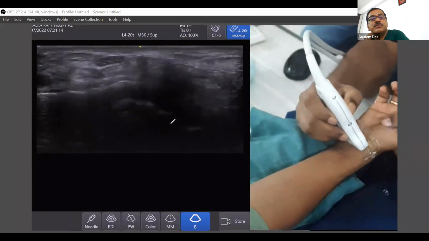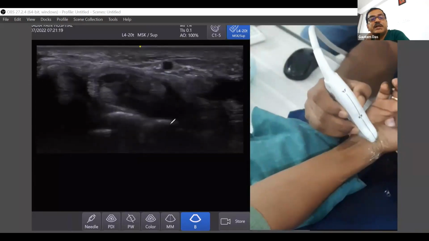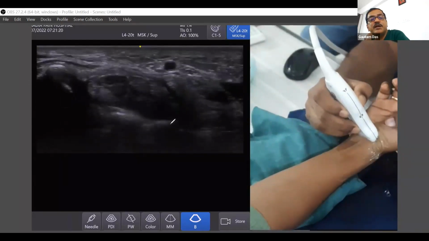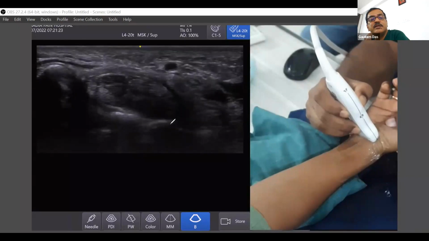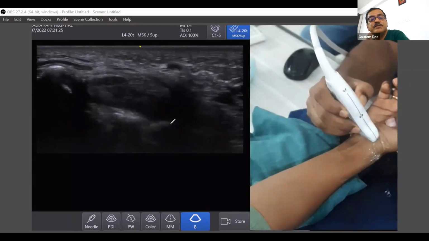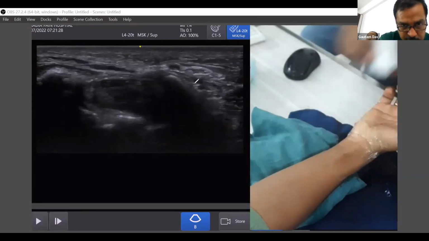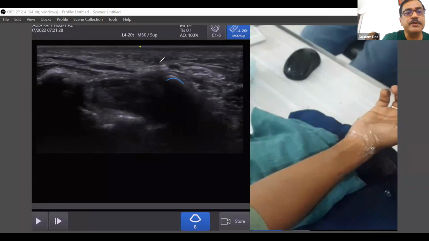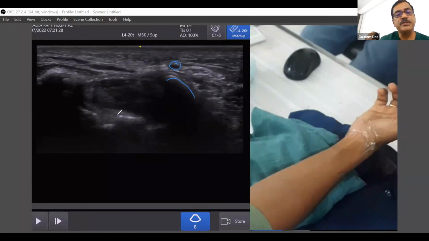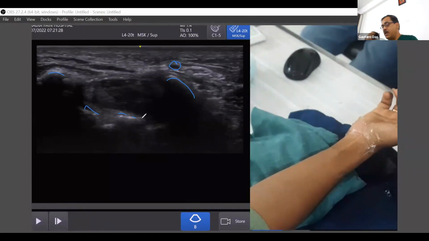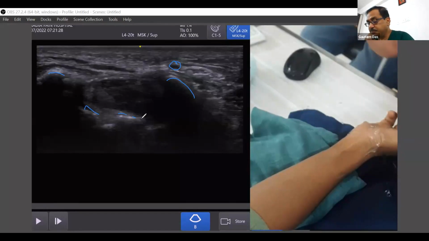So I'm going more distally, the left side, the trapezium tubercle has started appearing. And the right side, this is your hook of the hamate. This is your ulnar artery. And this is your trapezium. And these are the capitate and hamate.